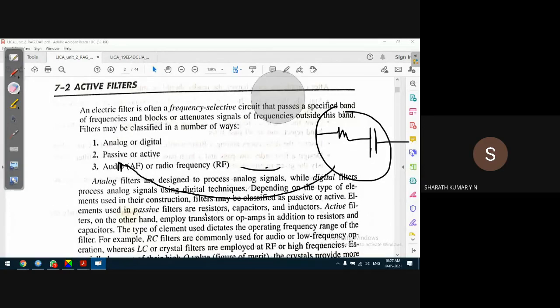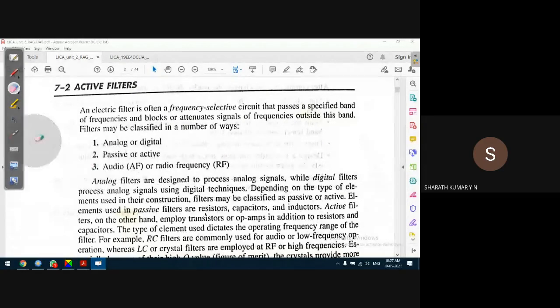Depending on the range of the frequency, we can classify the filter as an audio frequency range filter, or what is known as a radio frequency range filter. Audio frequency is the audible range, that is 20 hertz to 20 kilohertz.